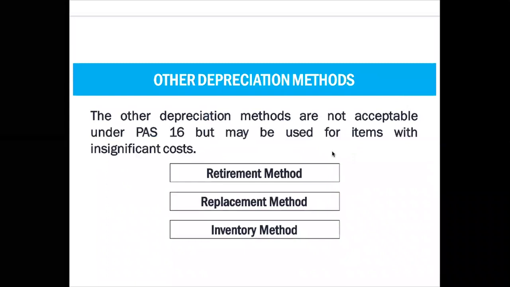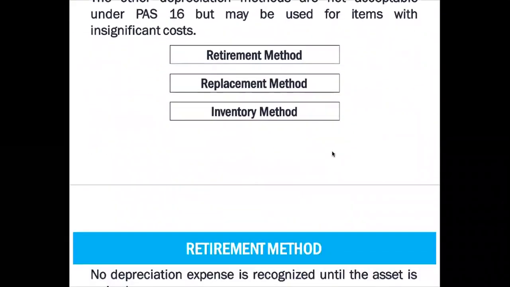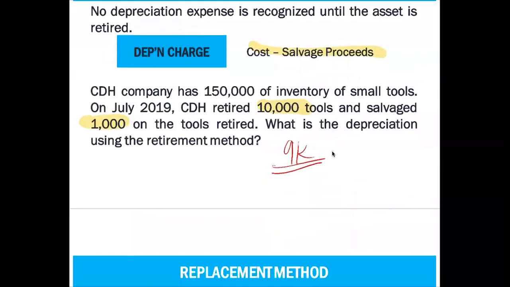And other depreciation methods, we have your retirement method, replacement method, and inventory method. So for your retirement and replacement method, this is based on your functional depreciation. So for retirement method, no depreciation expense is recognized until the asset is retired. So what is your depreciation expense? Cost less salvage proceeds. So CDH company has 150,000 of inventory of small tools. On July, CDH retired 10,000 tools and salvage 1,000. What is the depreciation? So the cost of 10,000 less 1,000, our depreciation is 9,000 pesos.